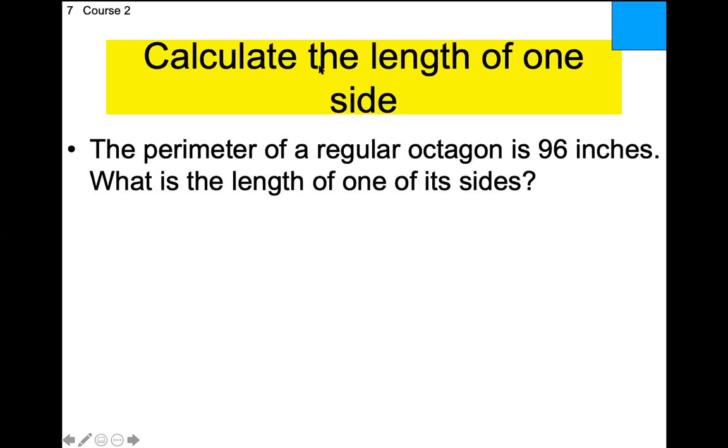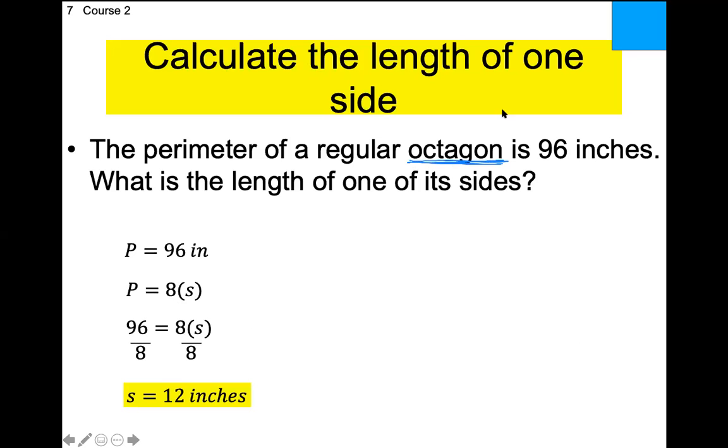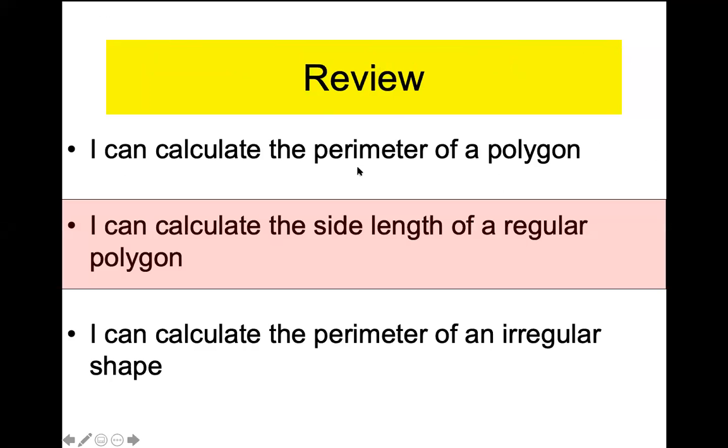All right, one more. So it says a regular, in this case, a regular octagon. So you have to look at your notes and say, well, how many sides does an octagon have? Octagon has 8. So the perimeter is 96, so this would be 96 divided by 8. Because remember, perimeter is found by taking the side length of 1, that would be S, and multiplying it by how many sides you have, 8 for an octagon. So I take 96, divide both sides by 8. 96 divided by 8 is 12. So we get 12 inches. Questions? Nothing? Okay, cool. Moving on.